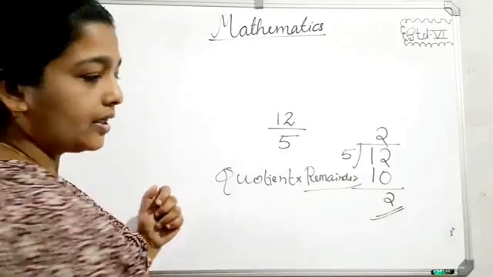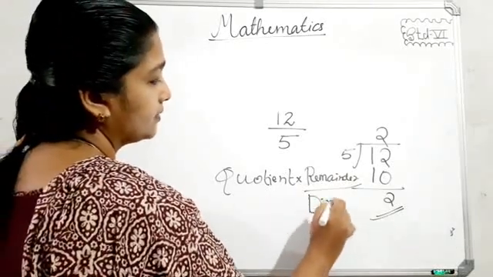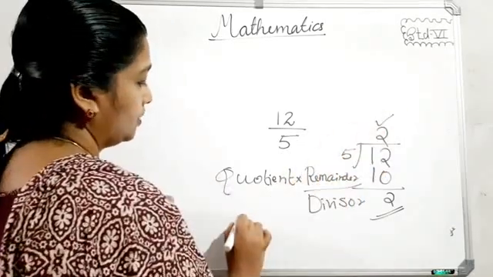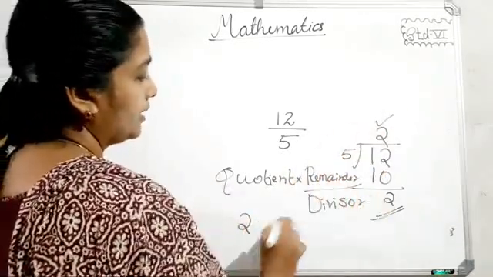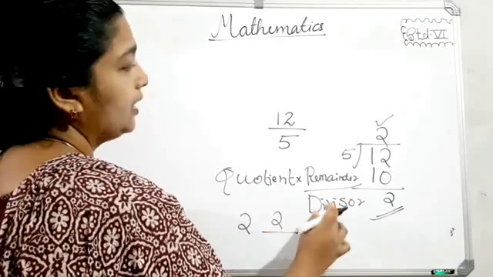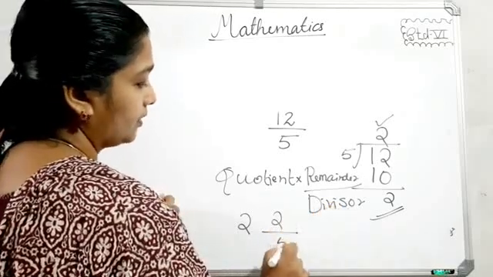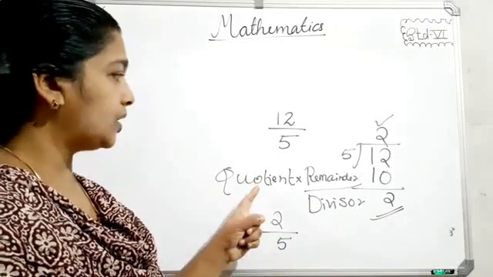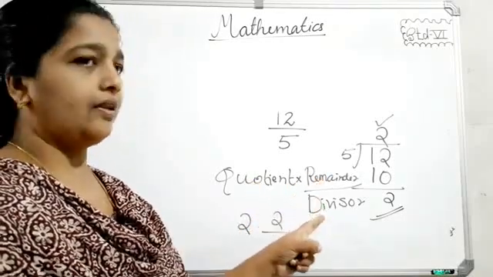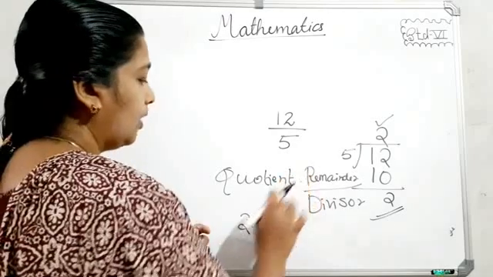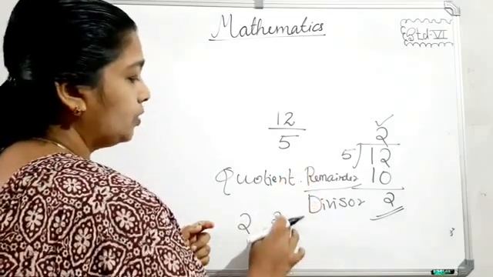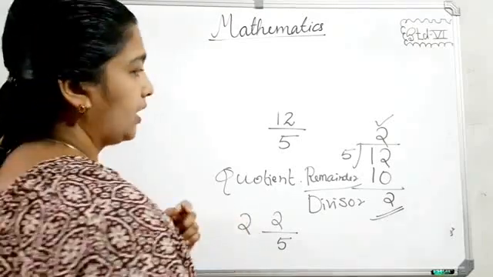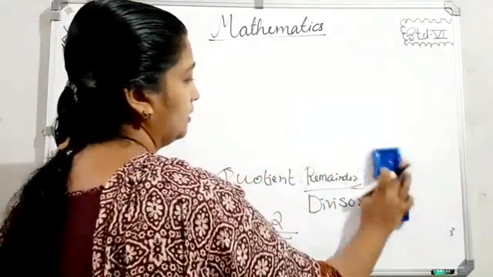Quotient, then remainder by divisor. What is the quotient here? 2. Then the remainder is 2, divided by the divisor, 5. So it is 2 and 2 by 5. Once more: quotient, then remainder by divisor. So 2 and 2 by 5 is the answer. Clear? Yes. So next we can go to another question.